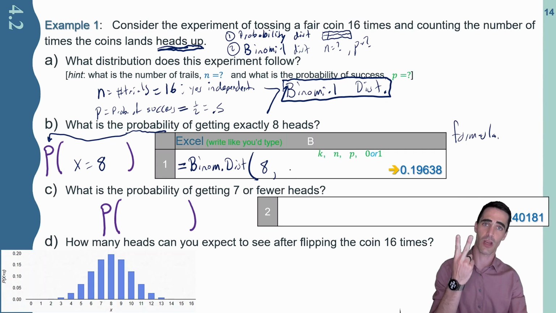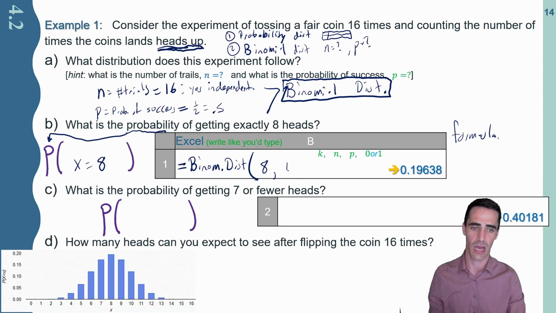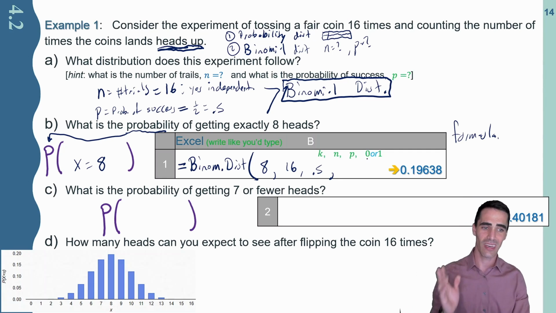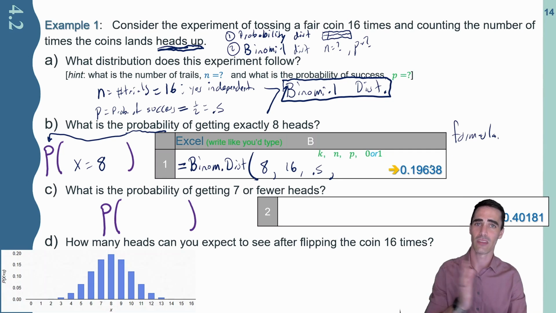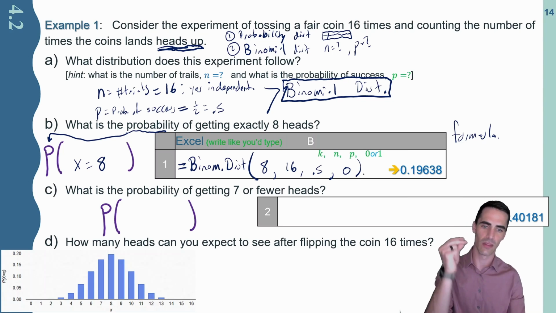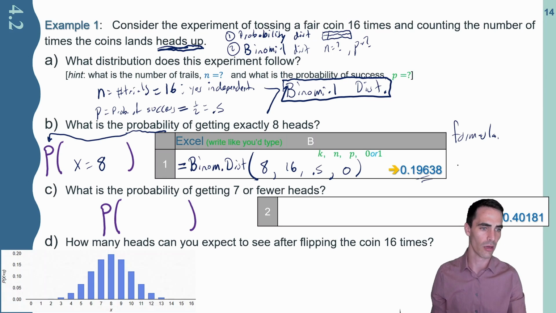The next 2 inputs are my ingredients for the binomial distribution, N and P. Fortunately, we talked about those up top. I should write 16 and 0.5 for N and P. The last ingredient is either 0 or 1. Again, you can get this from the formula sheet that if you ever have equals to, then you want to write 0 here. And then just like that, you'll get a probability here that the probability that x is equal to 8, that I get exactly 8 successes.